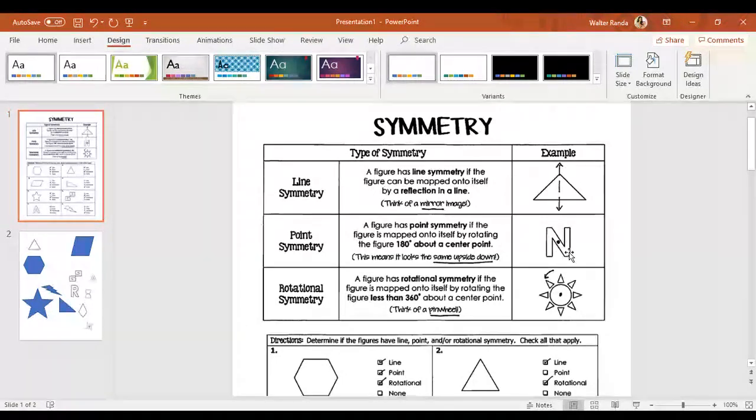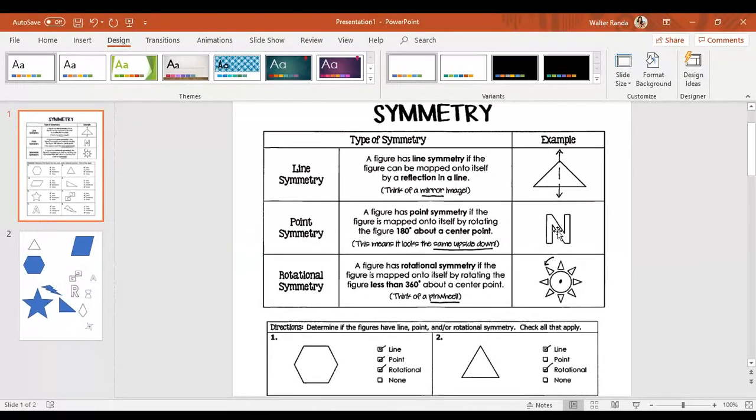So for example, this N, it has point symmetry. However, if I rotate it, say 90 degrees, it's not going to be the same. Whereas if I look at this picture of a sun, think of a pinwheel or anything that's kind of this perfect circular type of shape, if I rotate this, say 90 degrees, it's going to look the same. If I rotate it upside down 180 degrees, it will still look the same. So it has point symmetry and it has rotational symmetry. So it has both. Okay, so that might be a little bit confusing. I understand that. We're going to look a little bit more and hopefully eventually it'll start to make more sense, the difference between point symmetry and rotational symmetry.